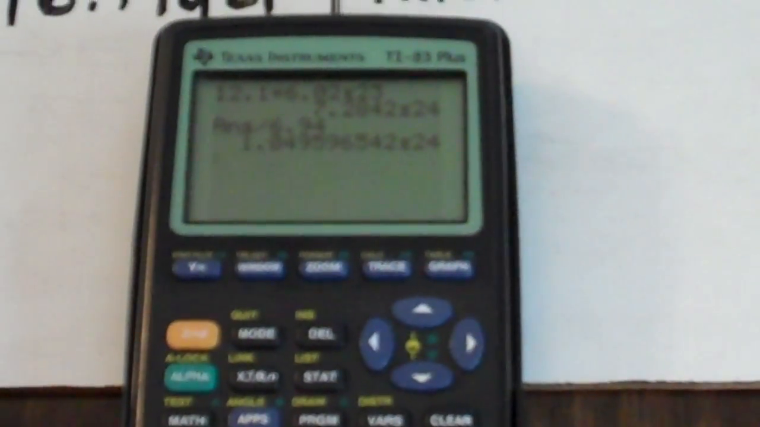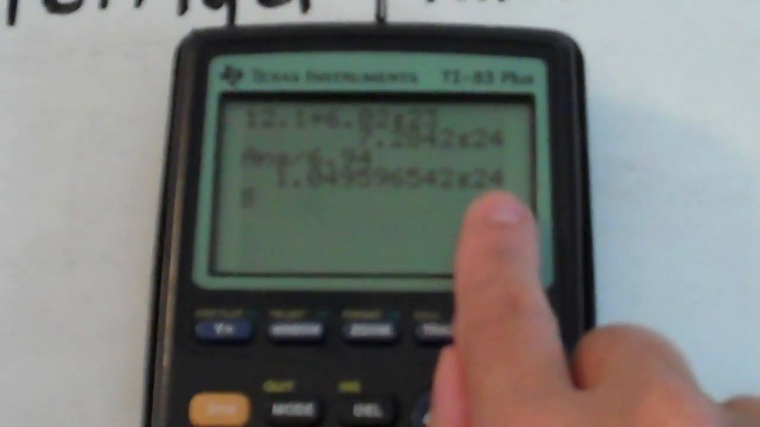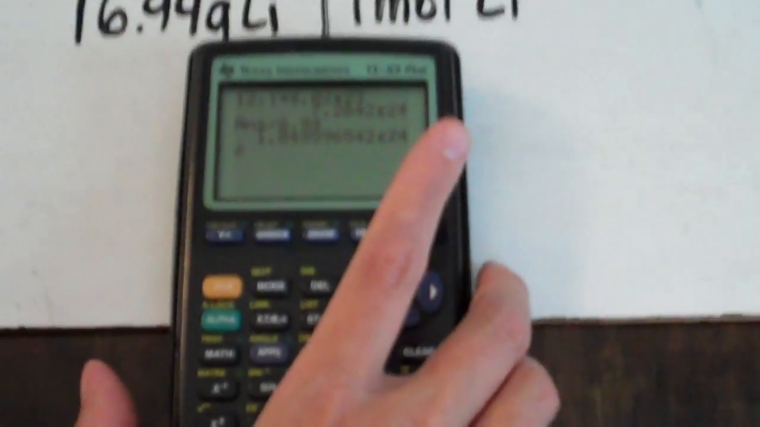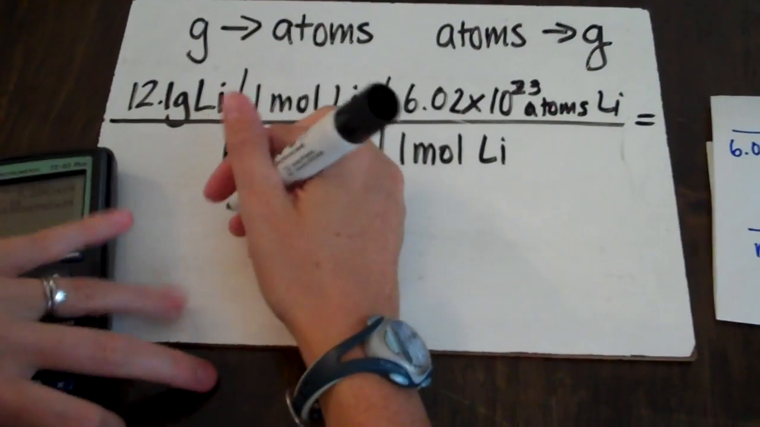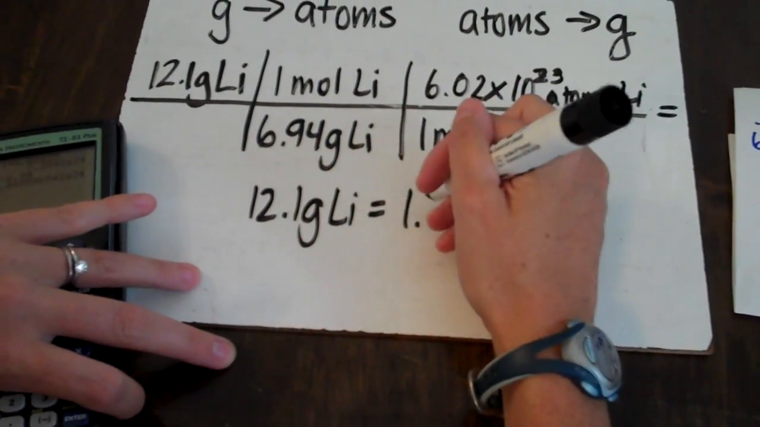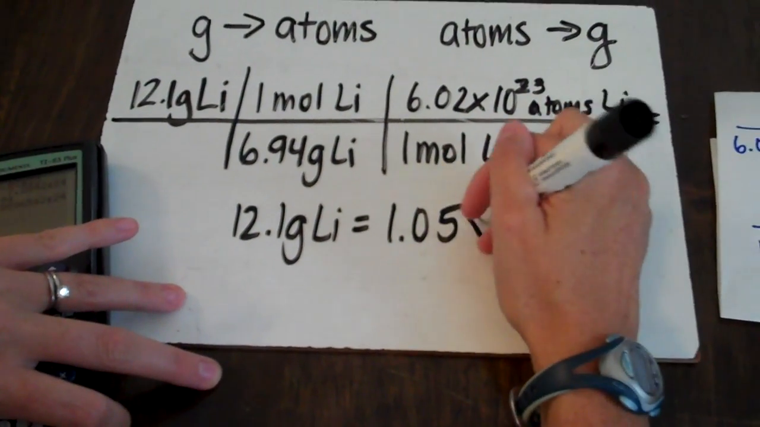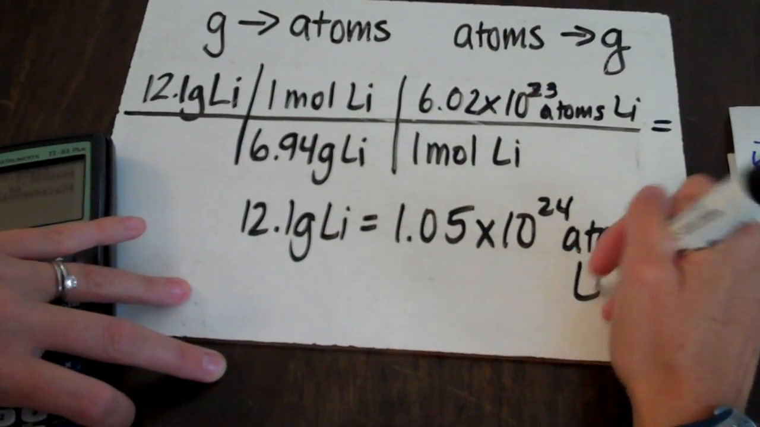And as you can see, that's 1.0495 blah, blah, blah, times 10 to the 24. A big number, just as we had anticipated. So I like to write 12.1 grams of lithium is equal to 1.05 times 10 to the 24 atoms of lithium.